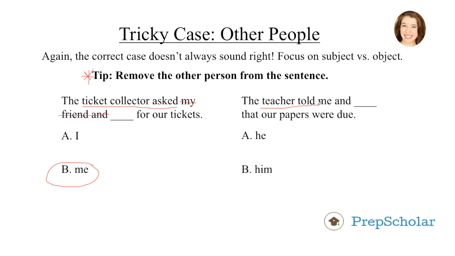So we need an object pronoun, right? Let's cross out the other person. Would we say the teacher told he or the teacher told him? In correct English, we would say the teacher told him that our papers were due. By understanding subject and object case and by using this tip, we will always be able to navigate which pronoun to choose when there's more than one person mentioned in a sentence like this.